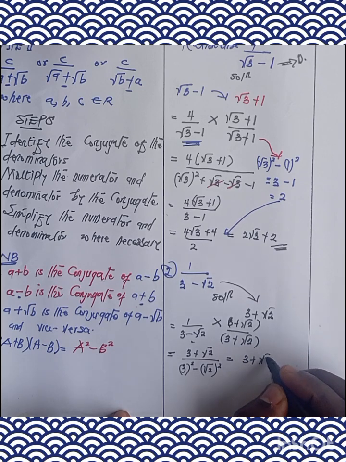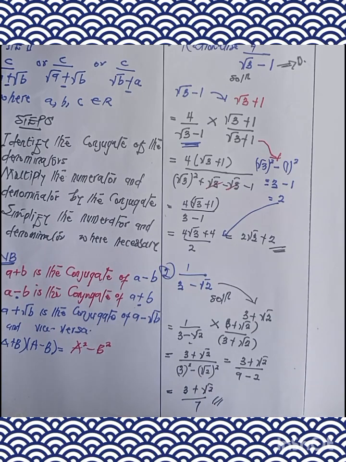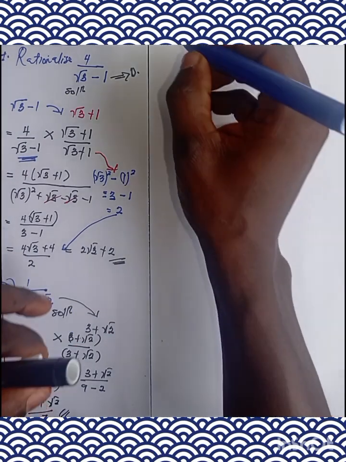3 plus root of 2 all over 3 squared is what? 9, minus root of 2 squared is giving us what? 2, because the square will take away the radical sign. And finally, we are having 3 plus root of 2 all over 7, and that is the answer. Very, very simple. So we have example 3.